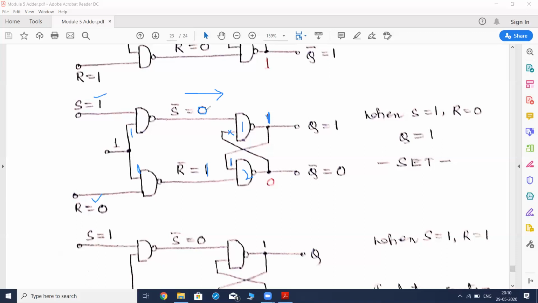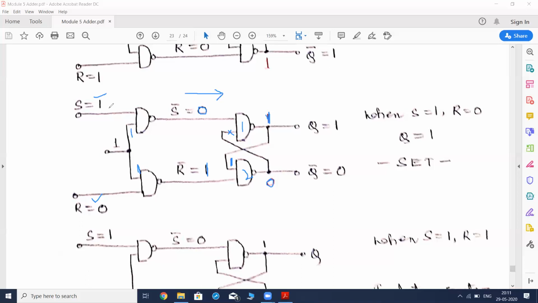So when any one of the inputs is 0, irrespective of the other input, we'll get the output as 1. So this one appears over here. So when both here, what happened? Both the inputs became 1. As a result of that, we are going to get the output as 0.